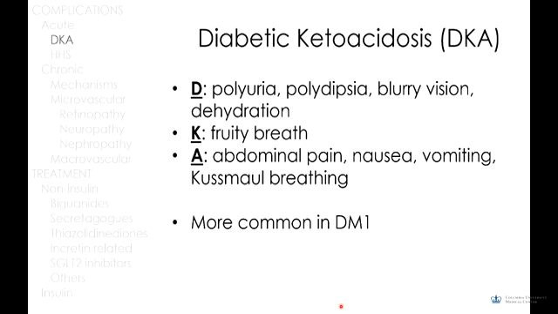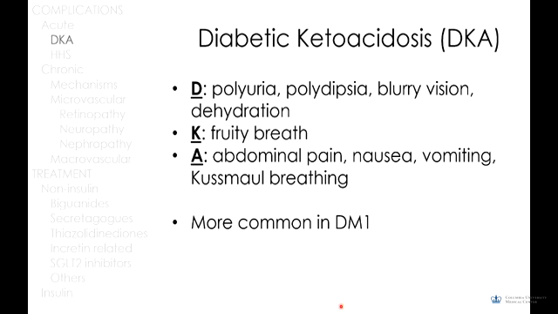And then some of the symptoms that DKA patients generally come in with, they have your usual polyuria, polydipsia that you expect with diabetes. Sometimes the ketonemia can give you a fruity breath. And then acidosis, for some unknown reason, gives people abdominal pain, nausea, vomiting.